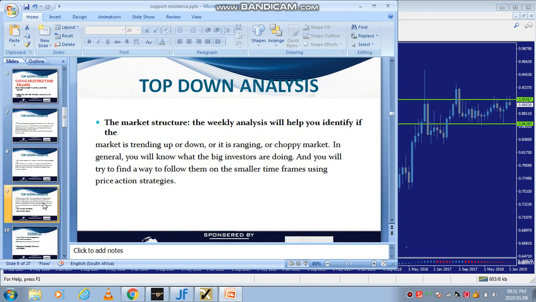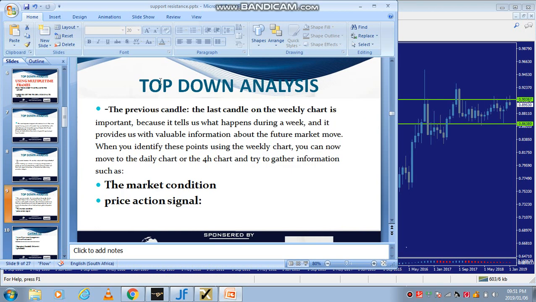And lastly, top-down analysis helps us identify what the previous candle was doing. The last candle on the weekly chart is also important, guys, because it tells us what is happening during the week, and it also provides valuable information about the future market move. When you identify these points using the weekly charts, you can move to a daily or 4-hour chart to get more information such as market condition and price action signals.